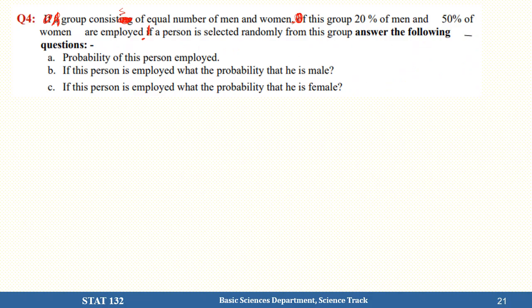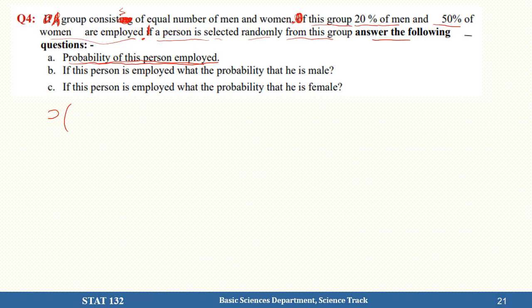Now, a group consists of equal number of men and women, and of this group, 20% of men and 50% of women are employed. If a person is selected randomly from this group, answer the following questions. So let's find the probability that this person is employed. Okay, let's see the probability that this person is employed.